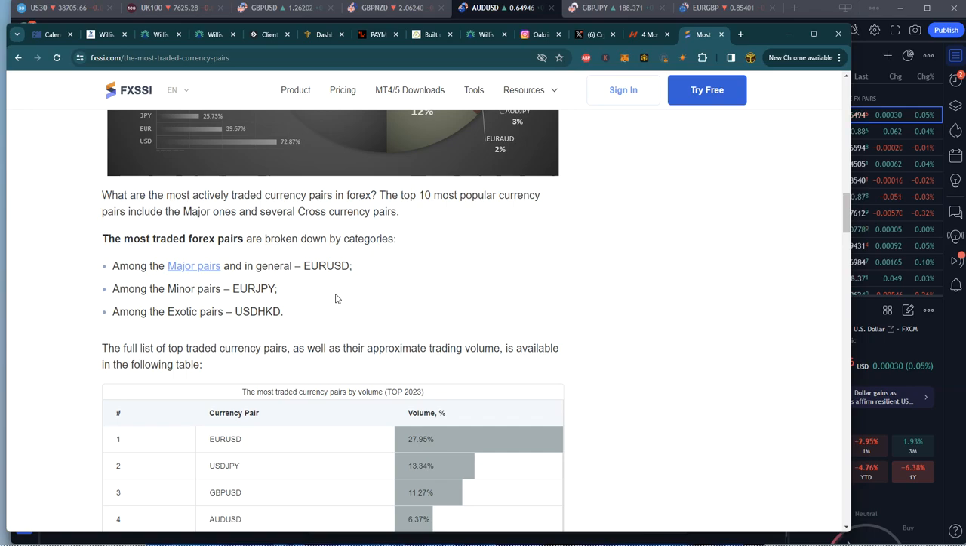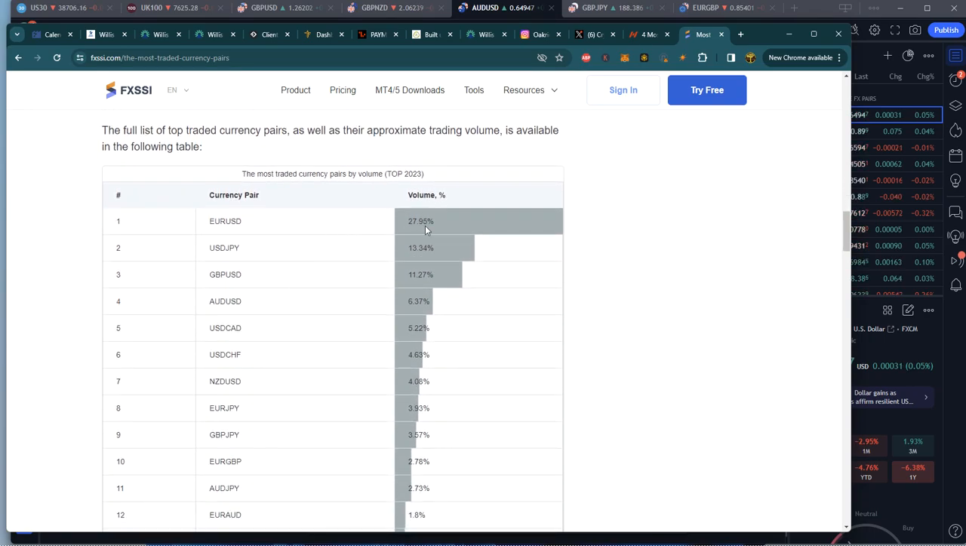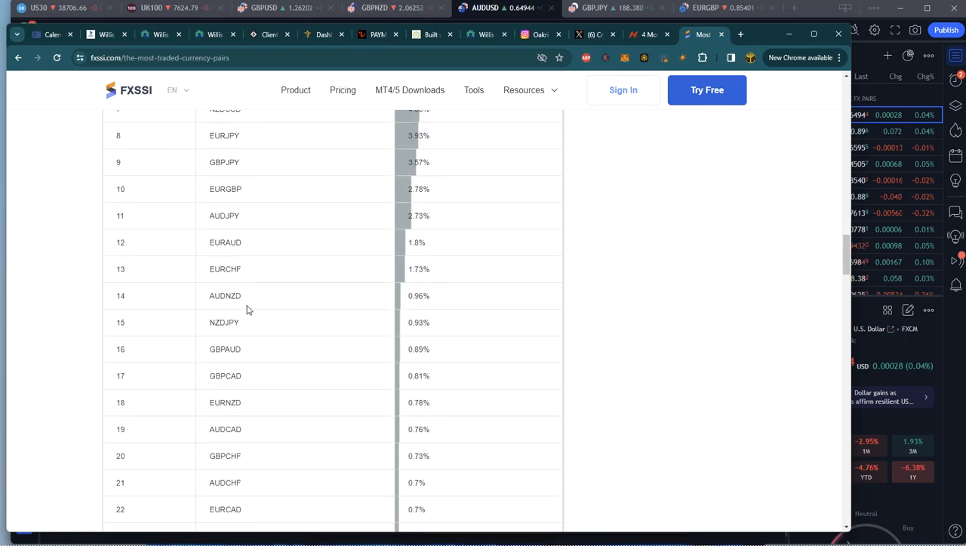Okay, and this is a full list here. You see what's what. You see the other ones here, 30%. This is last year. It's 27.95 for Euro, 13.3% for UJ, and GU, and then AU, and so on and so forth. And it goes on and breaks them all down after Euro AUD, Euro Swiss, AUD New Zealand, NJ, and this keeps going.